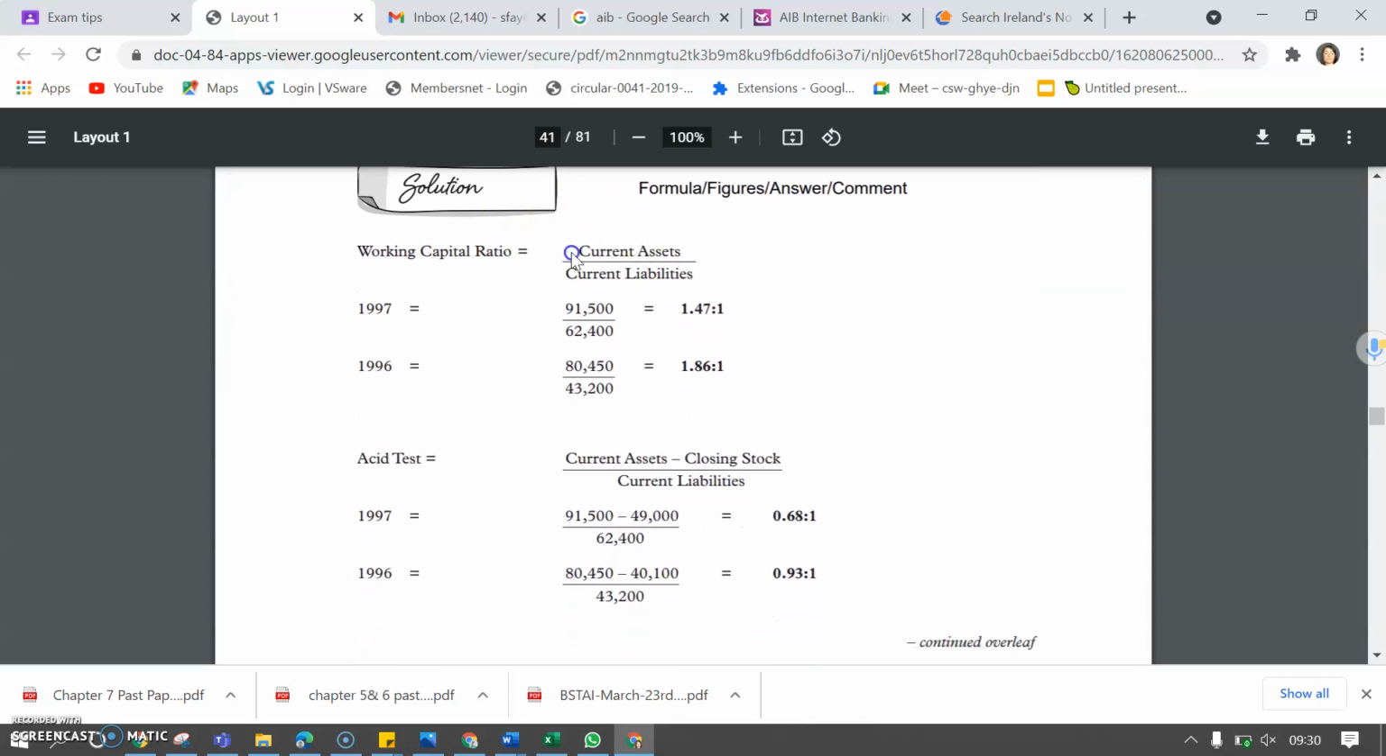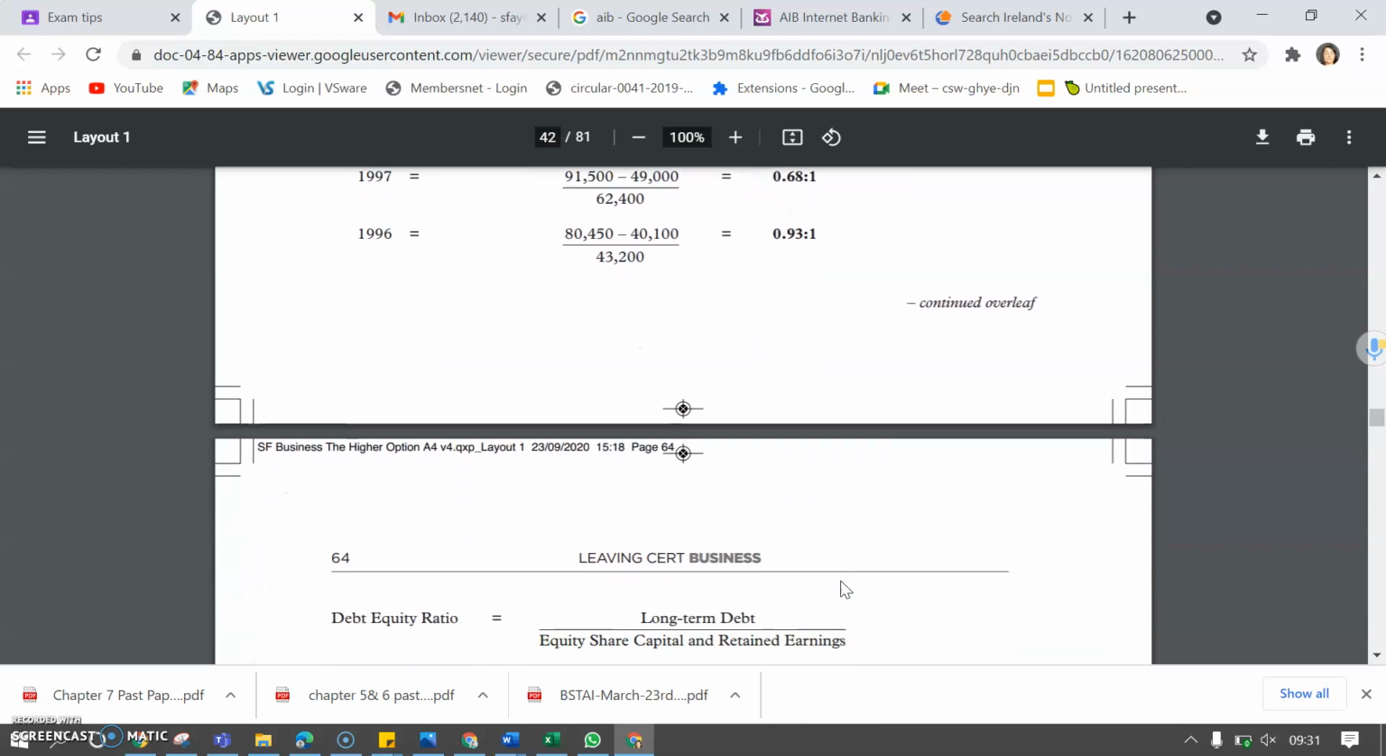The asset test ratio is practically identical to the working capital ratio, but you take your current assets and you need to exclude your closing stock. Take away your closing stock, divided by your current liabilities. So you do that sum first, and in your head you can see that basically you're left with 42,500 divided by 62,400. So you're 0.681. The ideal for this is 1:1. And then down here, the year before, you were nearly 1:1. So you're just calculating ratios. That's part one, easy marks.